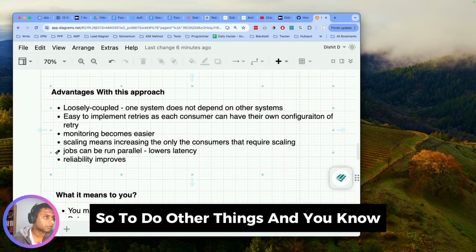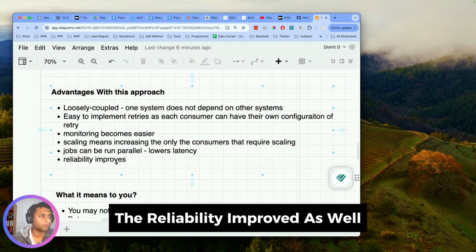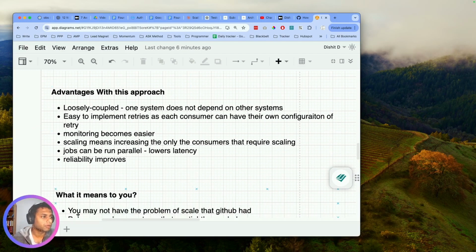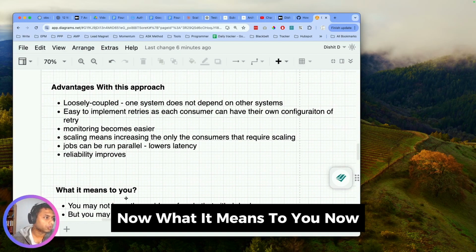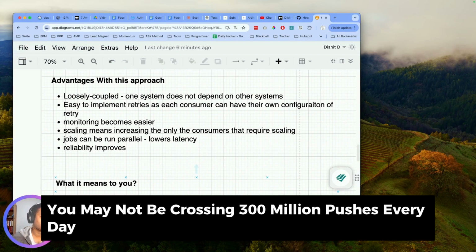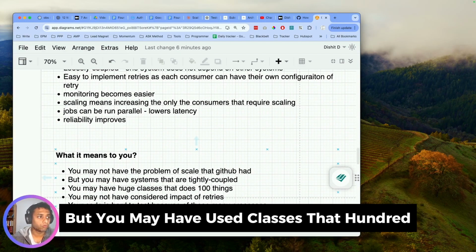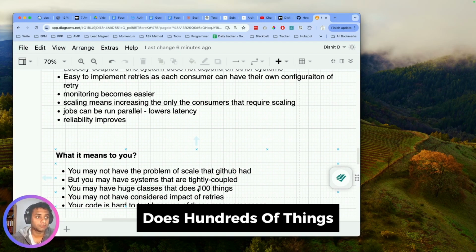So those are the things, and you can have lower latencies, and similarly the reliability improves as well. Now, what does it mean to you? You may not have the problems of scale that GitHub had, right? You may not be processing 300 million pushes every day. But you may have systems that are tightly coupled. You may have huge classes that do hundreds of things.